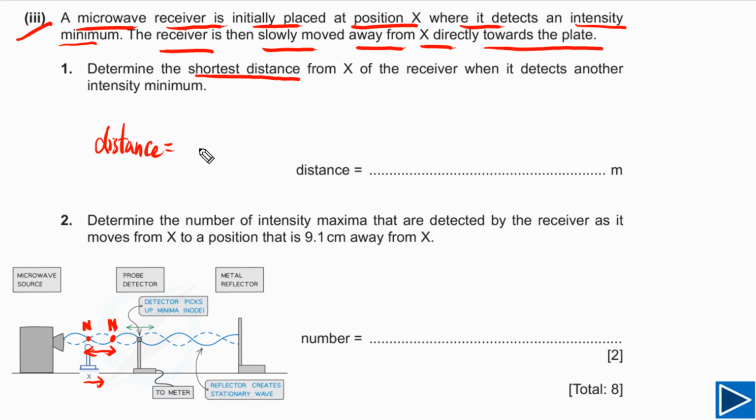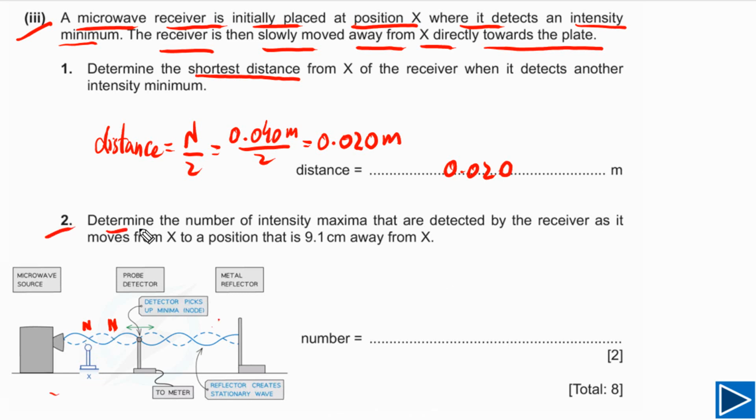So simply we can say distance is lambda by 2, and the value of lambda is equal to 0.040 meters. Simply we need to divide this by 2. So this is our final answer for this part. For the second part, we need to determine the number of intensity maxima.